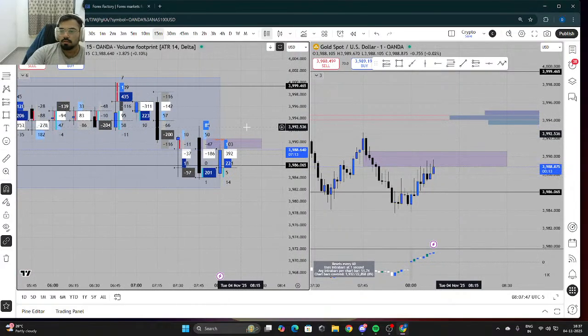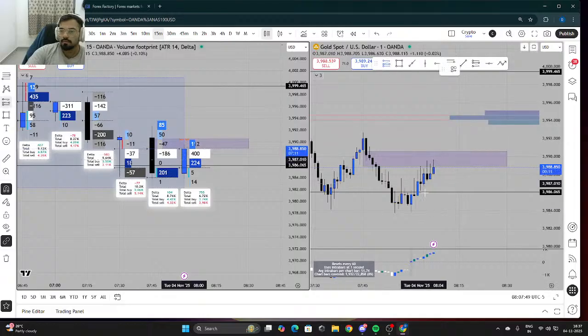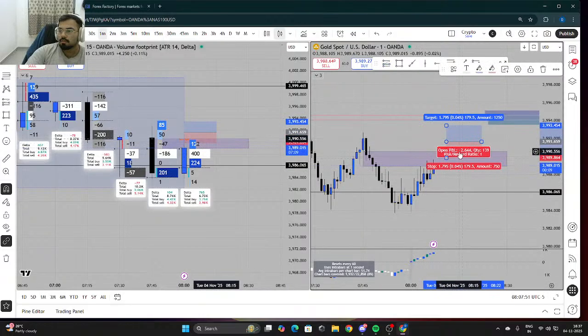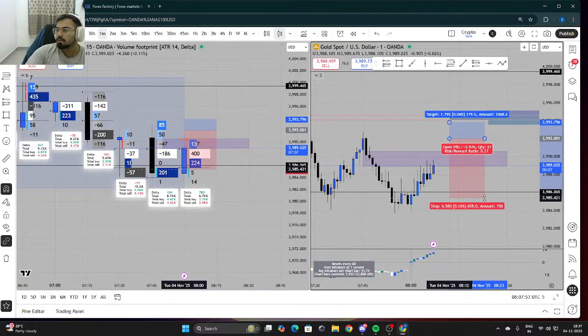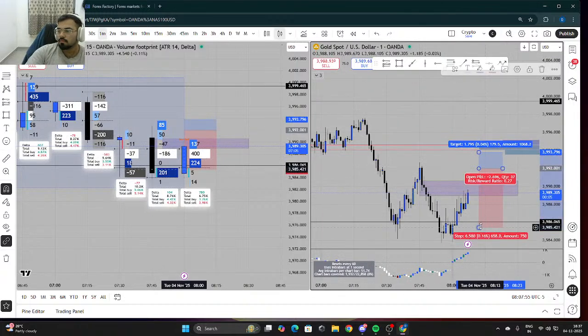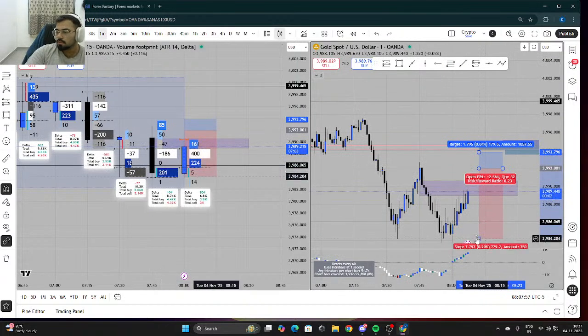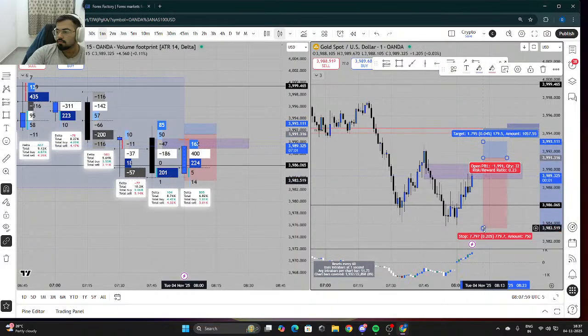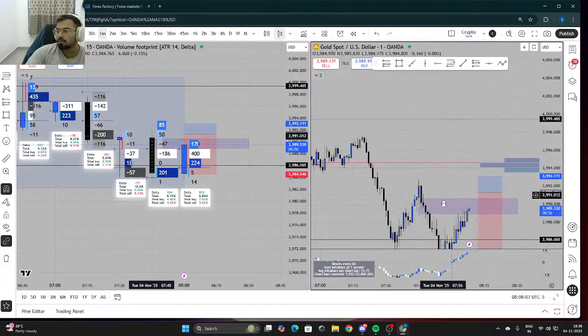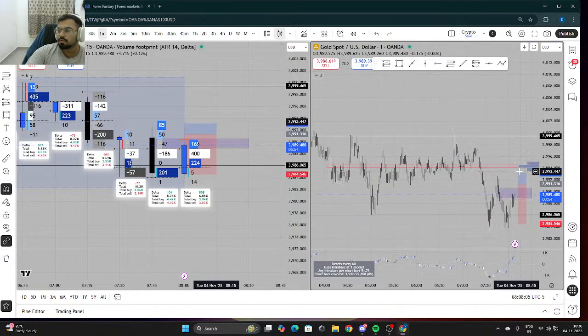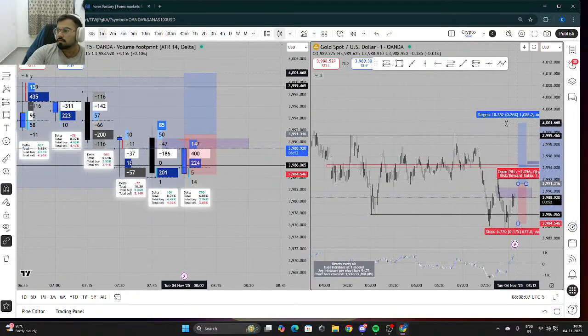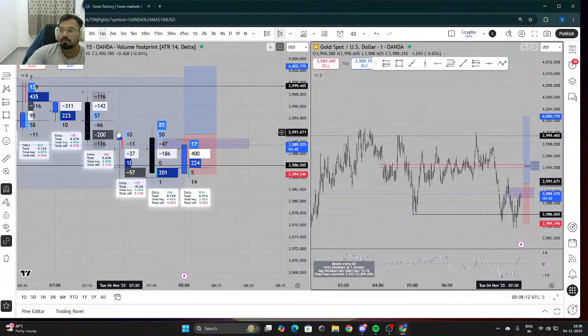Yeah, we'll get a trade idea if gold is able to sustain above 3992. SL will be around 3984. Then target 1 is to 4,000. Yep, something like this.